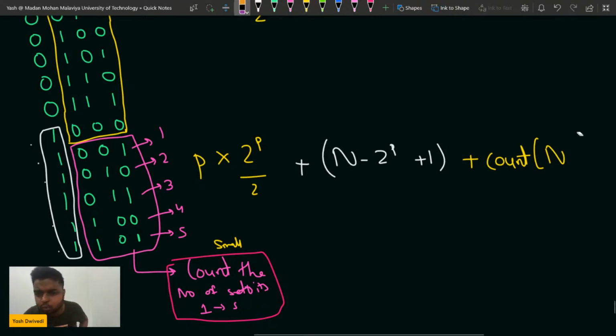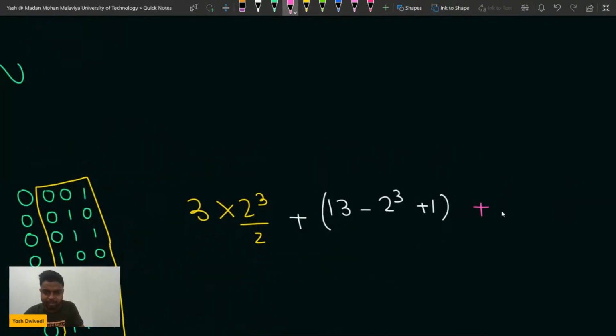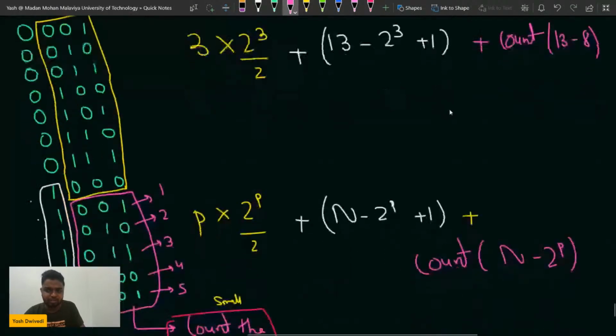Is this point clear to all of you guys or not? Right. So what I need to do is call the same function again, because the same thing has to be done: it has to count the number of set bits from 1 till 5. So indirectly it has to count for n minus 2 to the power p. That is why here I will write plus count of 13 minus 8, so that is 5. So this will count the set bits from 1 to 5.